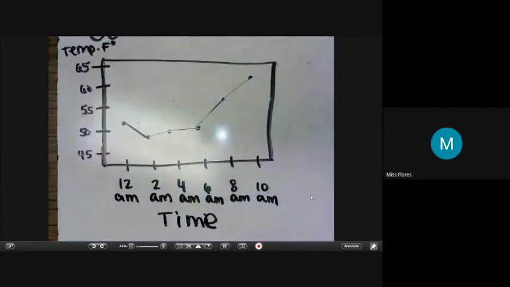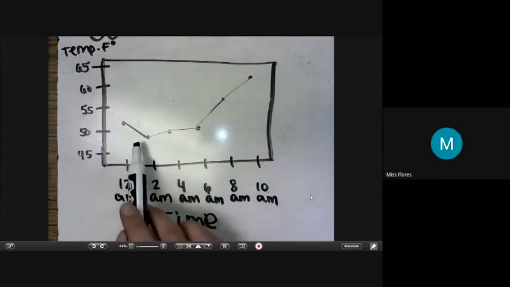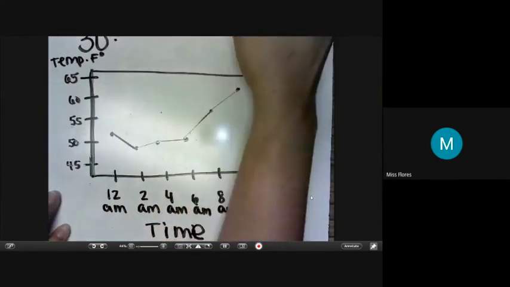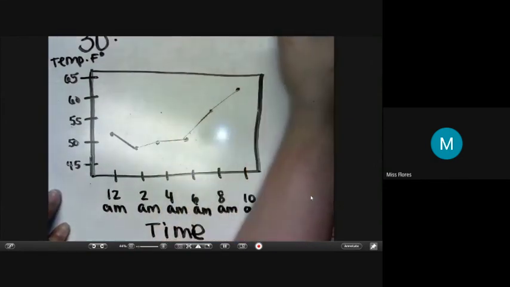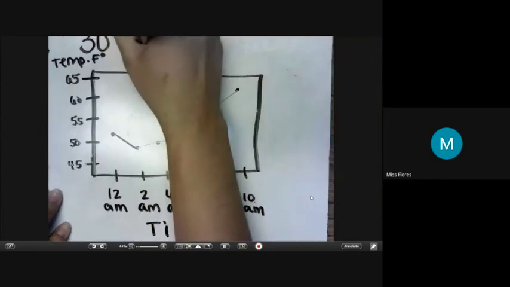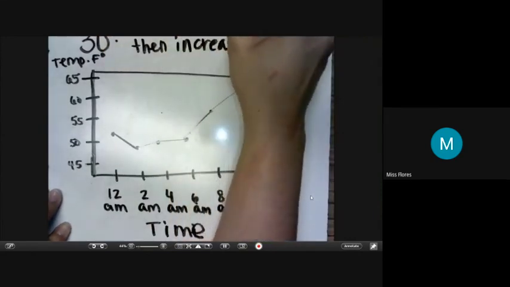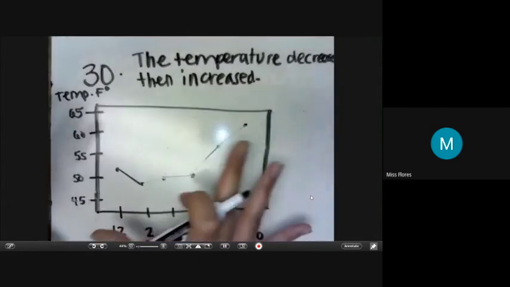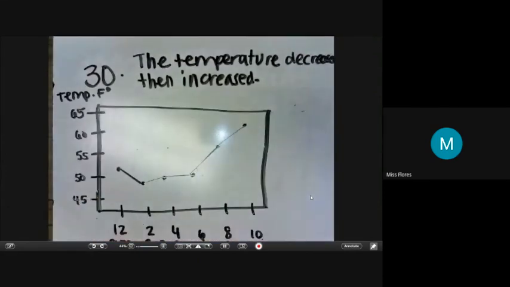So it's basically showing us that the temperature decreased for a little bit, and then it eventually increased. So temperature decreased, then increased. It's basically just asking you what information can you pull from this data after looking at it in a line graph.